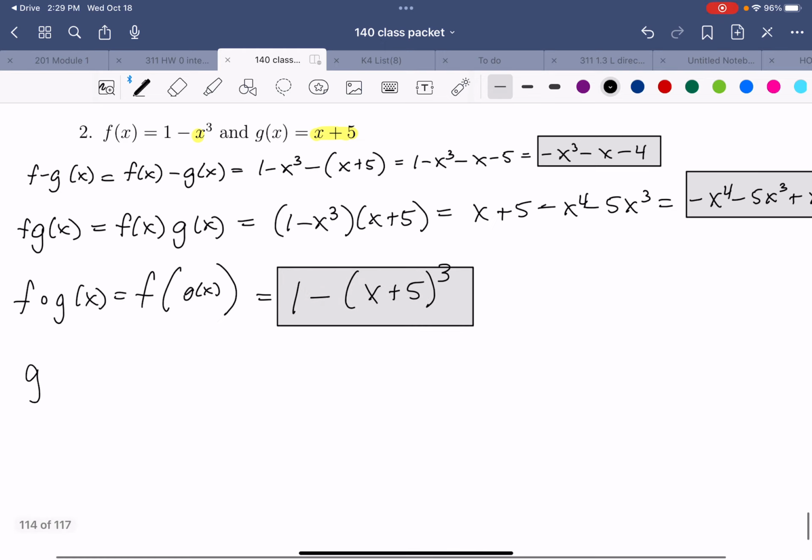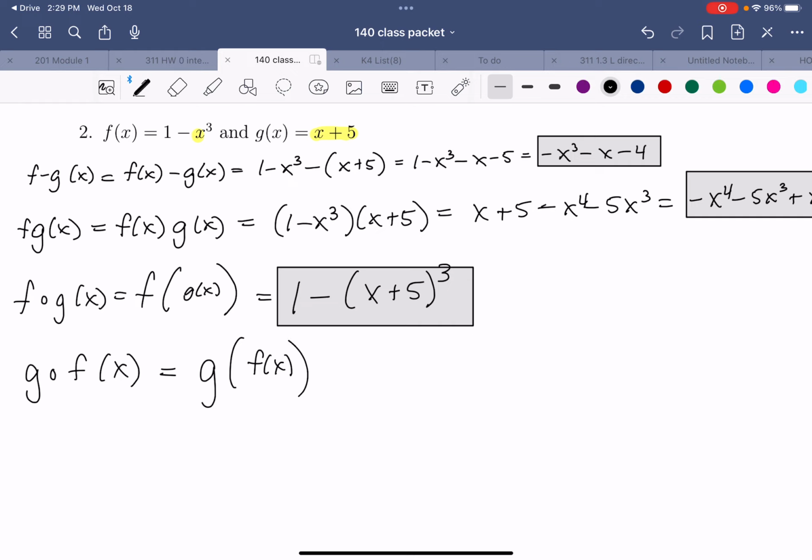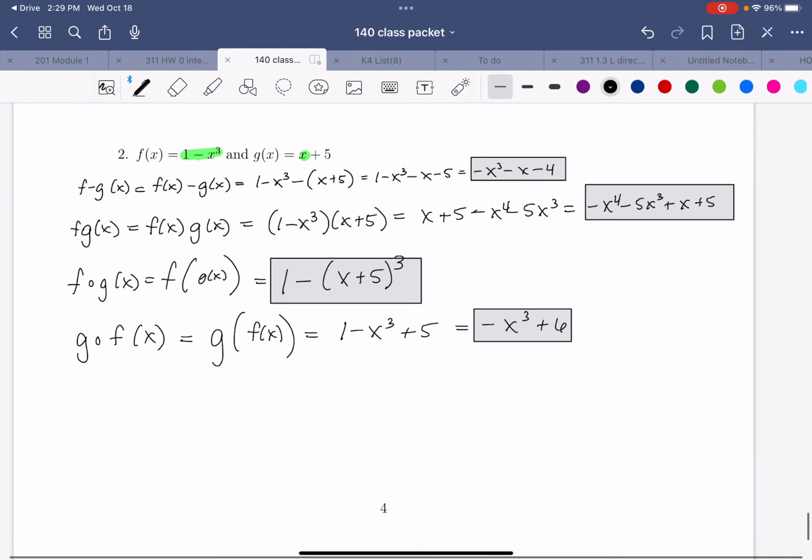And then lastly, we're going to switch the order. We're going to take g of f of x. So we're going to take the f of x and put it inside the g. So that means up here, we're going to take the f of x and we're going to put it right there for the x. So we're going to have 1 minus x cubed plus 5. And you can combine those terms, and that's negative x cubed plus 6. Okay, and that's our number 2.